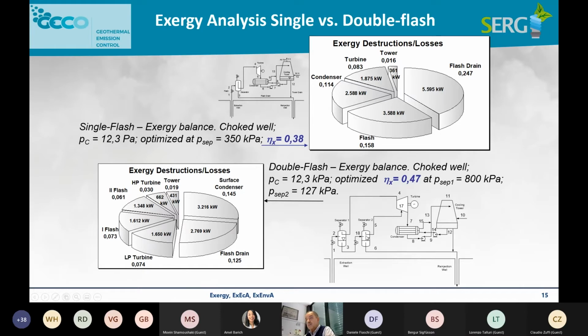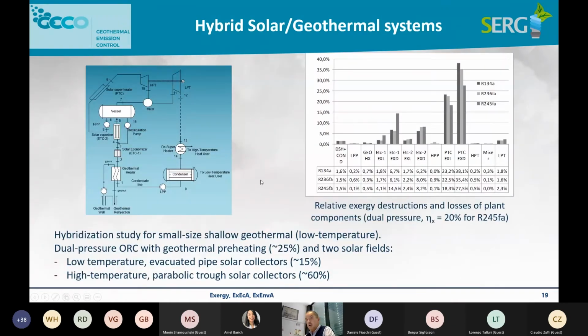And if you have a double flash, the sum of the 2 flashes is much lower than what you have in a single flash approach. Of course, you can optimize the pressure of the separator with these processes, so you can use that also for optimization. I will come to the conclusions.